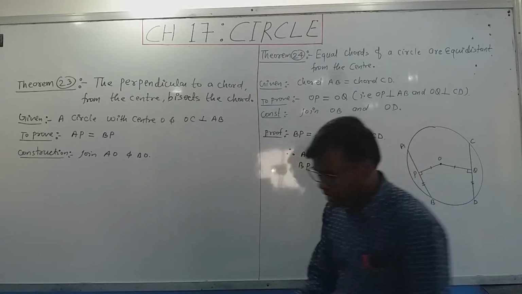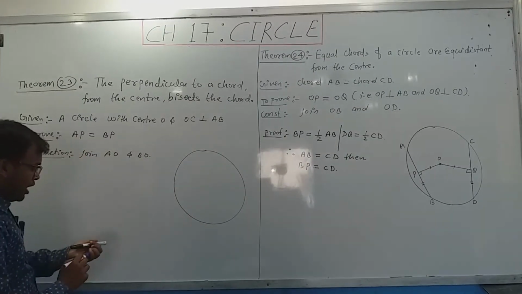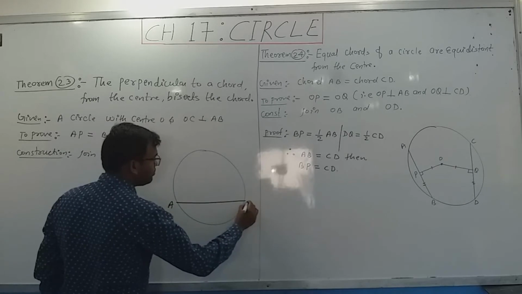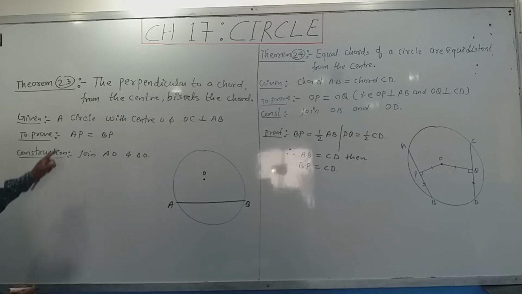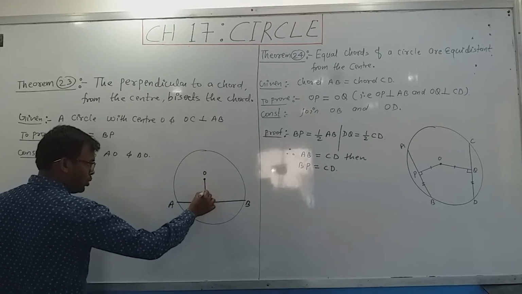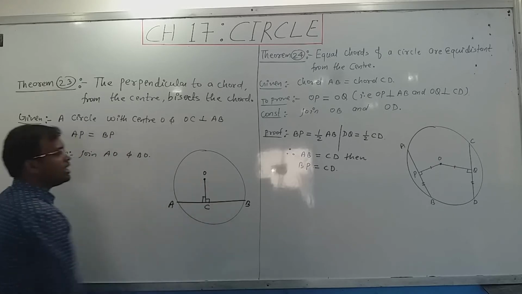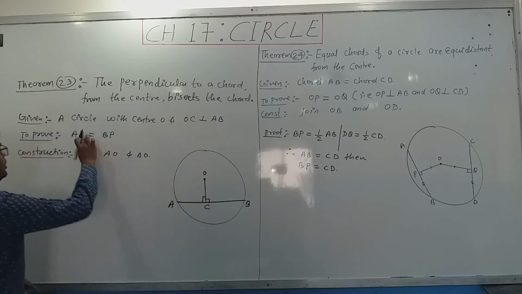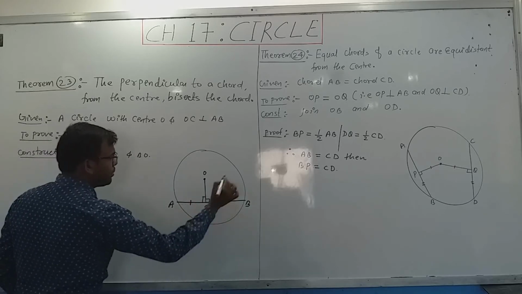That means suppose this is a circle, and you have provided a chord. Suppose this is a chord AB and the center of the circle is O. What is given to you? A circle with center O, and suppose it is given OC is perpendicular on the chord AB. That means this and this are 90 degrees. Then we have to prove what? AC and BC. So this part and this part will be equal.